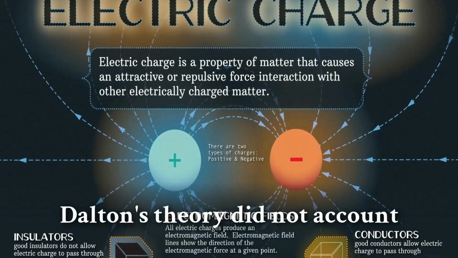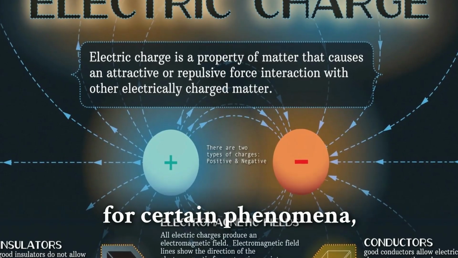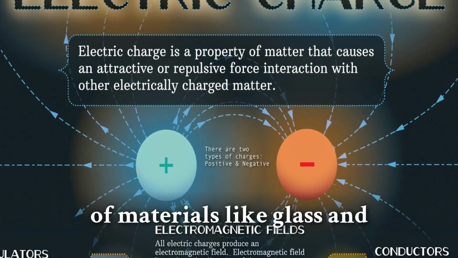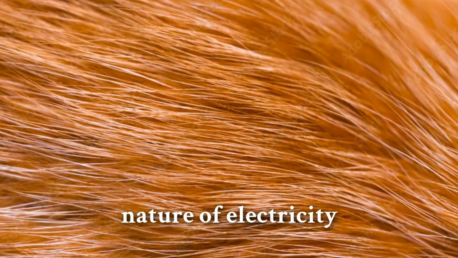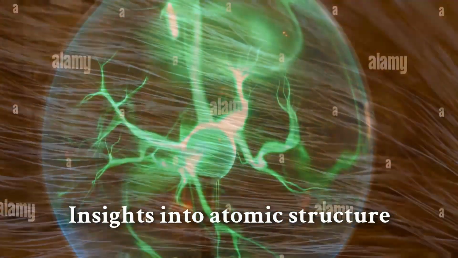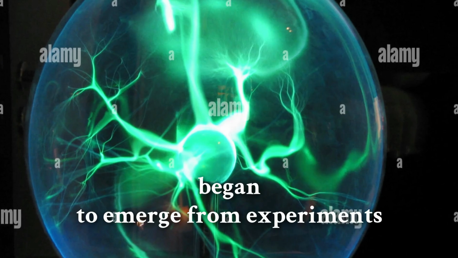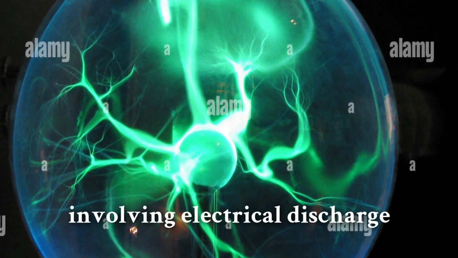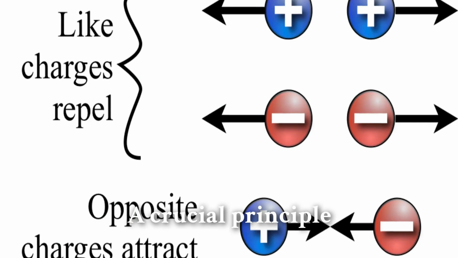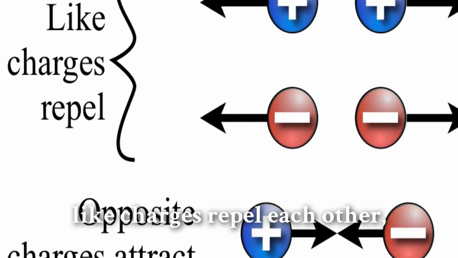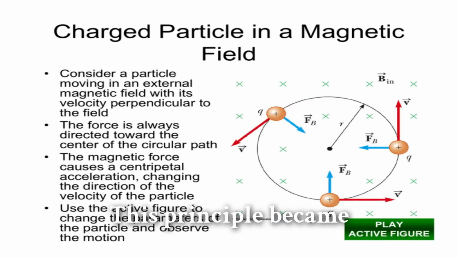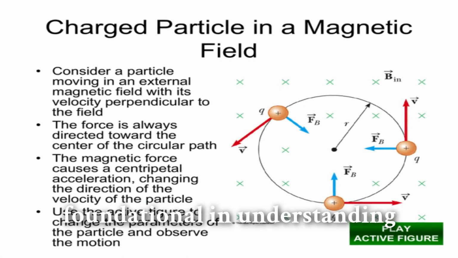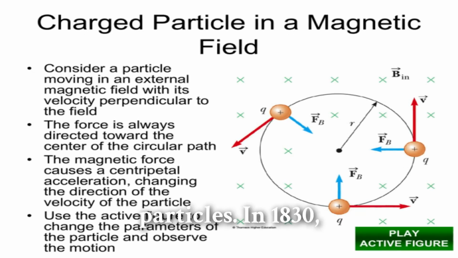However, Dalton's theory did not account for certain phenomena, such as the electrical charging of materials like glass and ebonite when rubbed with silk or fur, which posed questions about the nature of electricity and matter. Insights into atomic structure began to emerge from experiments involving electrical discharge through gases. A crucial principle was established: like charges repel each other, while unlike charges attract. This principle became foundational in understanding the behavior of charged particles.